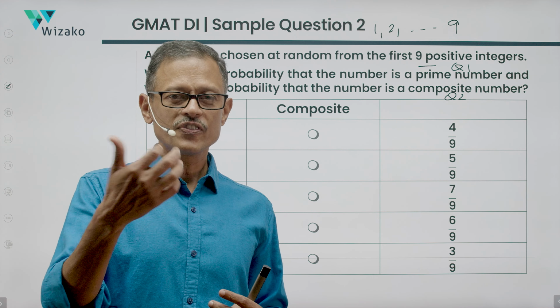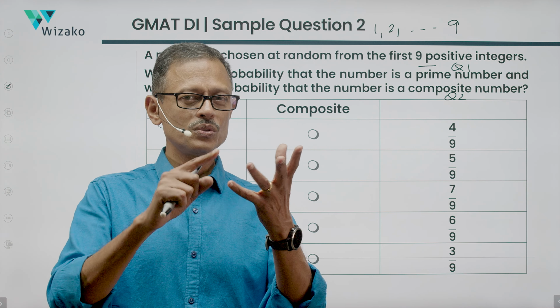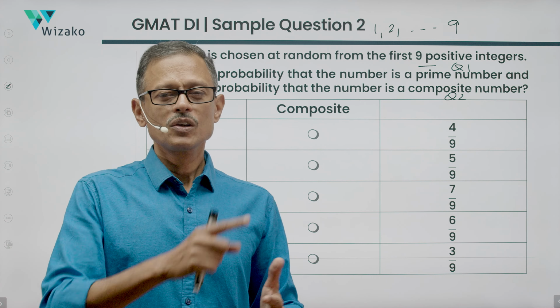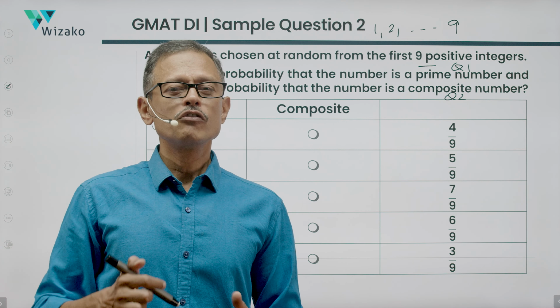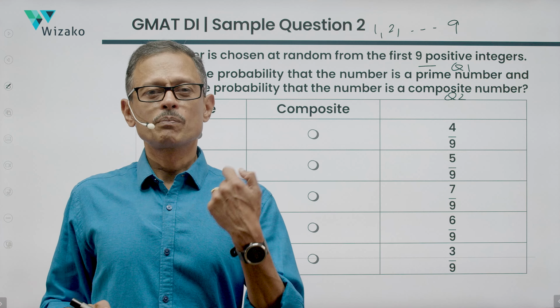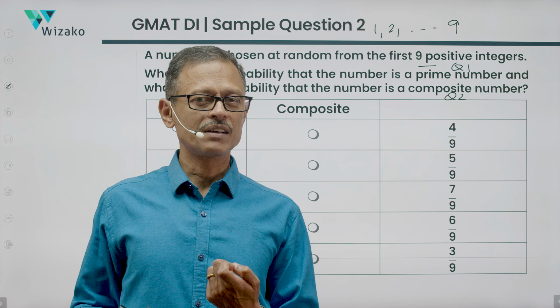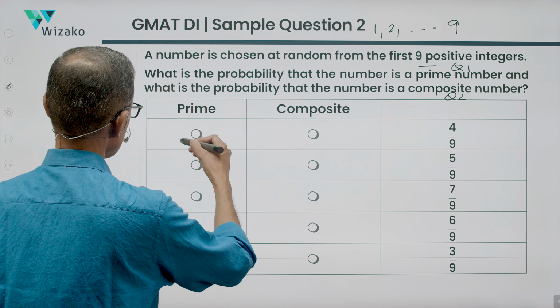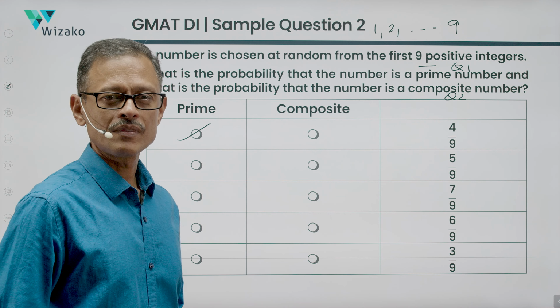In these first 9 numbers, the prime numbers are 2, 3, 5, and 7. 1 to 9 is 9 numbers. 4 of these numbers are prime numbers. So probability that the number that you choose at random is a prime number is 4 upon 9. So that's the answer for this.